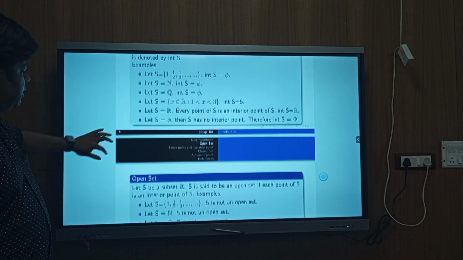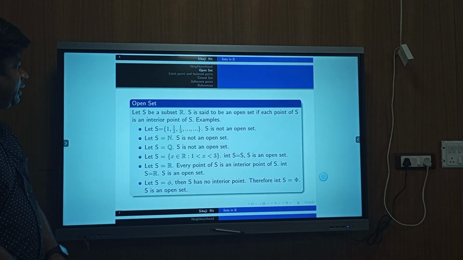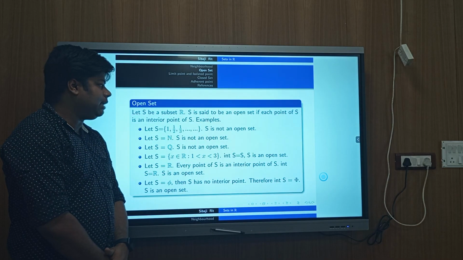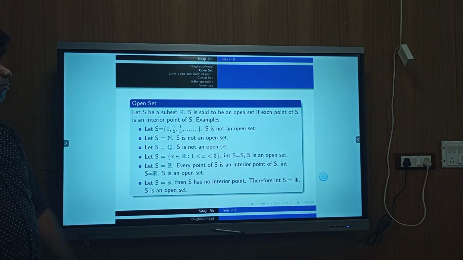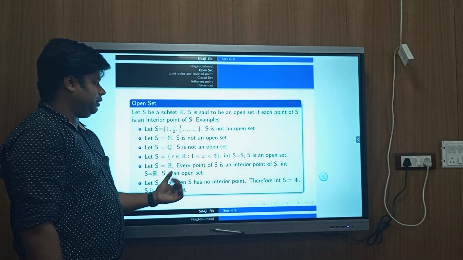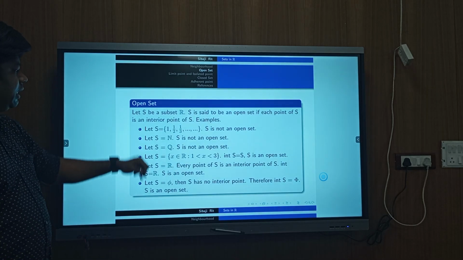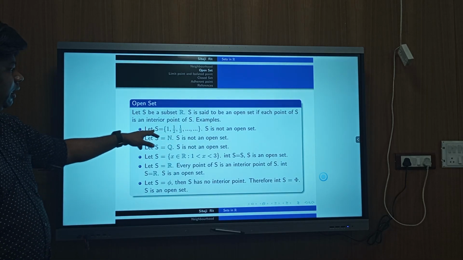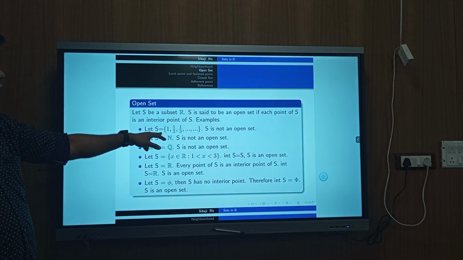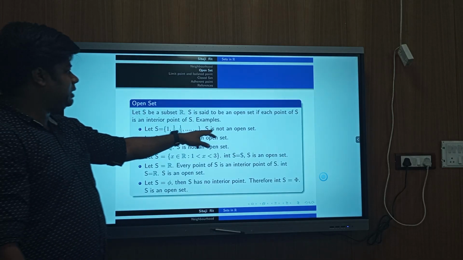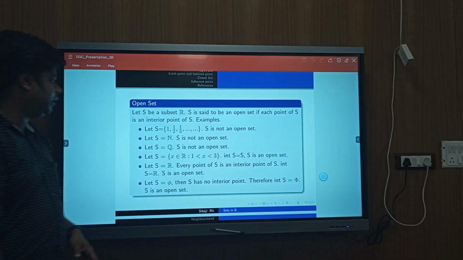Now we define open set. Let S be a subset of R. S is said to be an open set if each point of S is an interior point of S. As an example of an open set, let us verify whether these sets are open or not. We see that S equal to {1, 1/2, 1/3, ...}. So S is not an open set, because this set has no interior point.